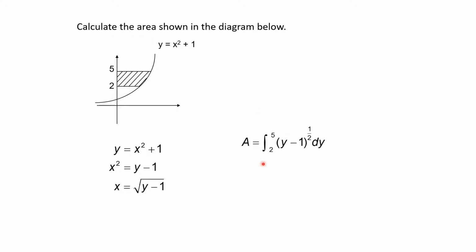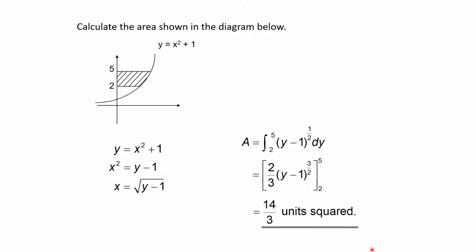Next, we integrate the function in terms of y with respect to dy, with the lower limit being 2 and the upper limit 5 as given. So this is how you integrate: y minus 1 to the power half plus 1, divided by 3 over 2, it becomes 2 over 3. And you substitute 5 minus substitute 2. The end result will be 14 over 3 units squared.